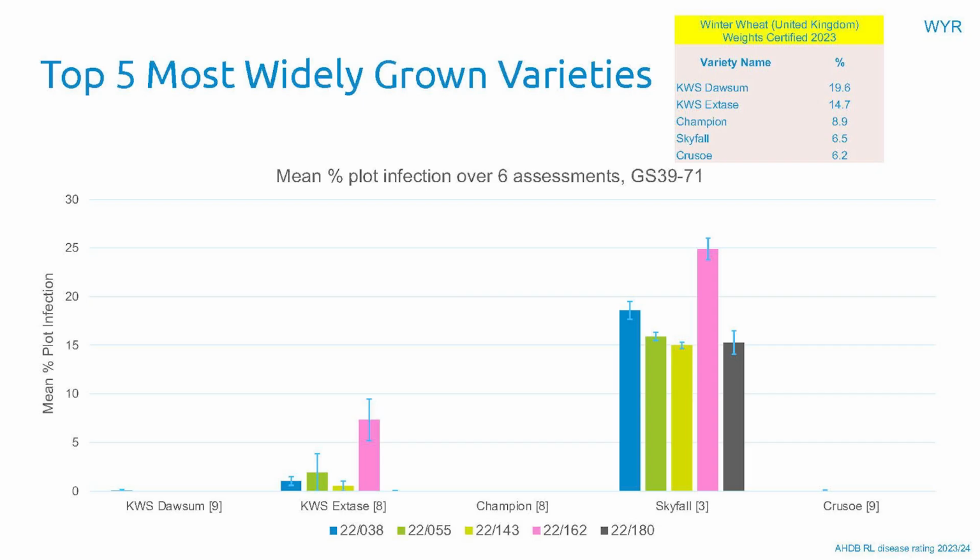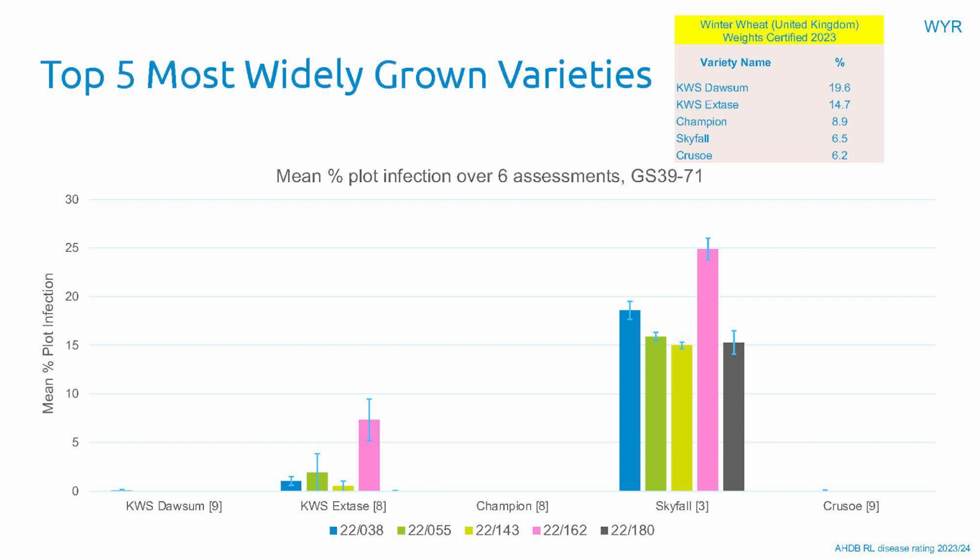So KWS Dorsum with a rating of 9, that was the most widely grown, most popular variety in 2023. You can see it stood up to its rating of 9 and performed very well. Whereas KWS Extase rated 8, and that was our most susceptible rated 8 variety. And you can see it did actually have this higher level of infection with the pink isolate, 22162, and is what I would have expected from that isolate.